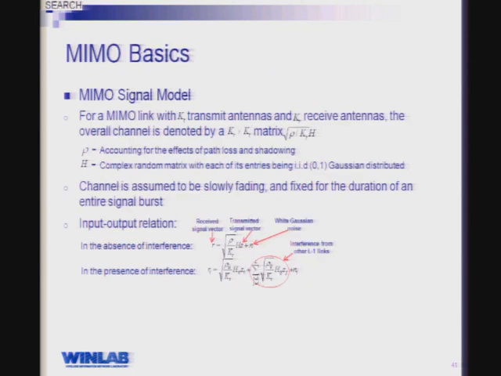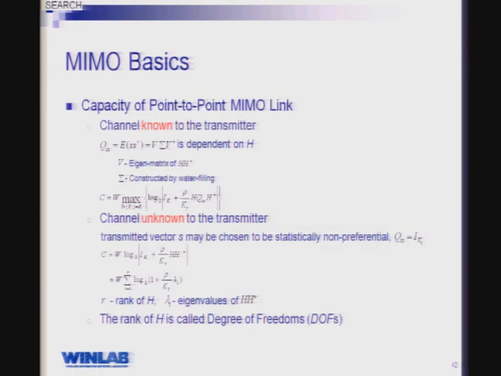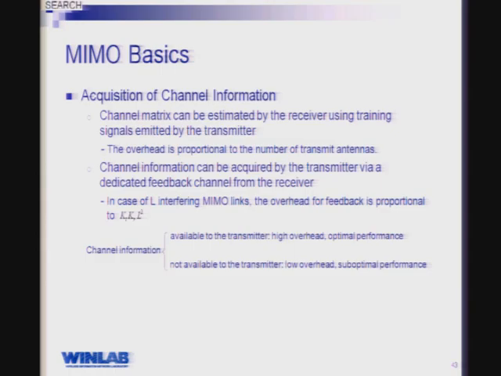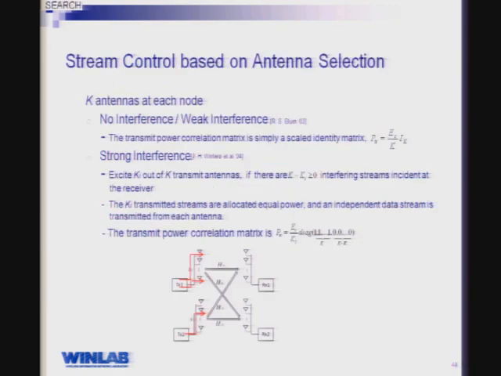And the synchronous model, I think most people here already know that, and the capacity of a point-to-point MIMO link, which will be used in our scheduling algorithm. I assume a lot of people here also know. Here I just want to point out that because there is a trade-off between overhead and performance, in this part of our work we assume the channel information is not available at the transmitter, and channel selection provides a simple scheme for stream control.